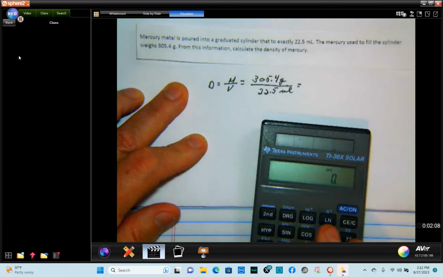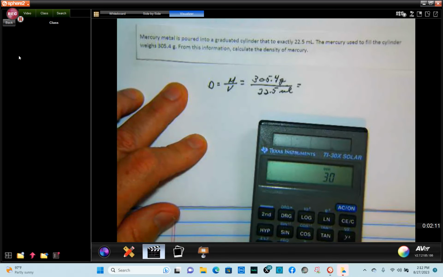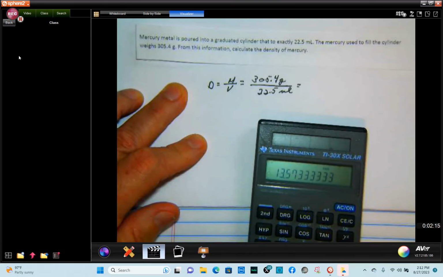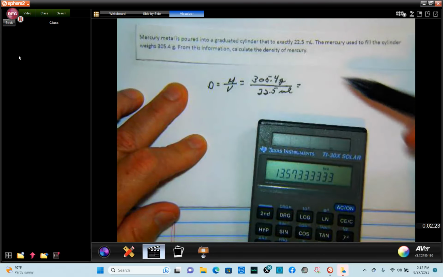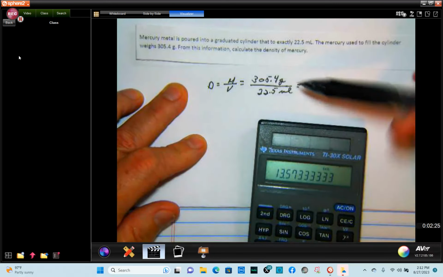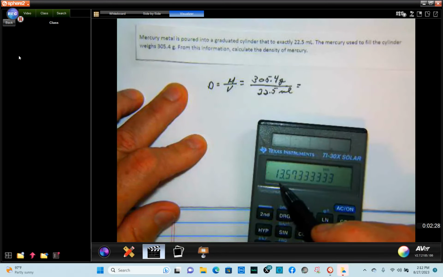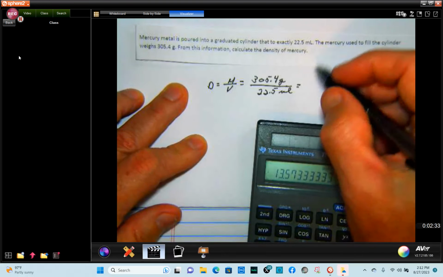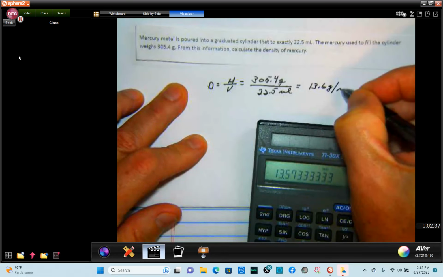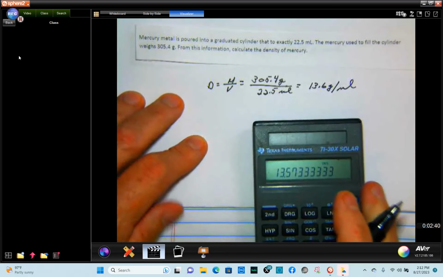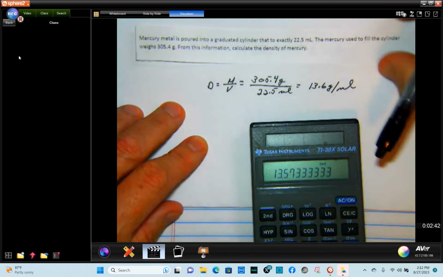So 305.4 divided by 22.5 equals this long number here. But let's look at sig figs. We have 4, we have 3, so our answer can only have 3. So 13.57 will get rounded up to 13.6. So 13.6 grams per milliliter. So that's our density there. All right, let's go through and do another one.